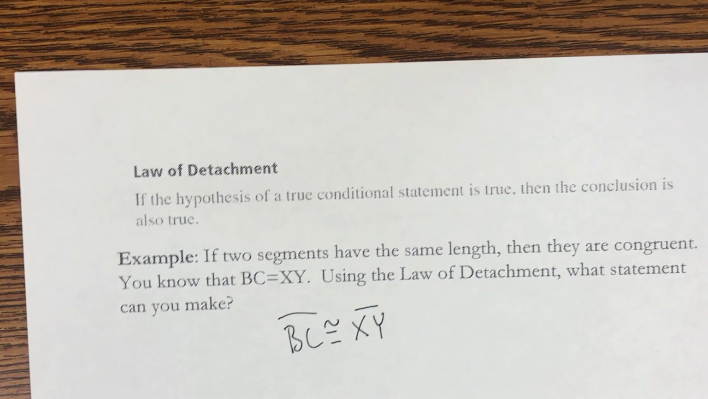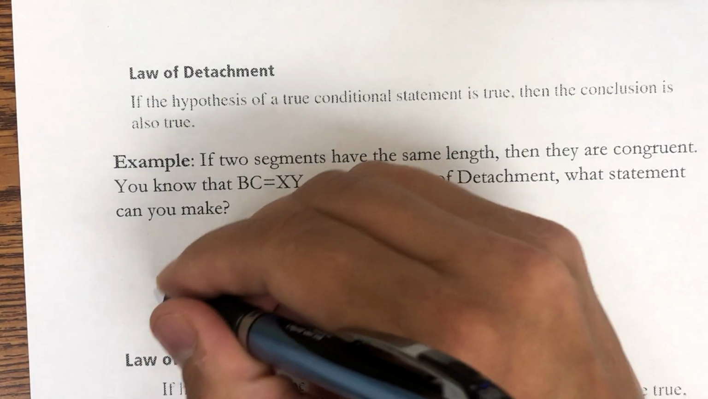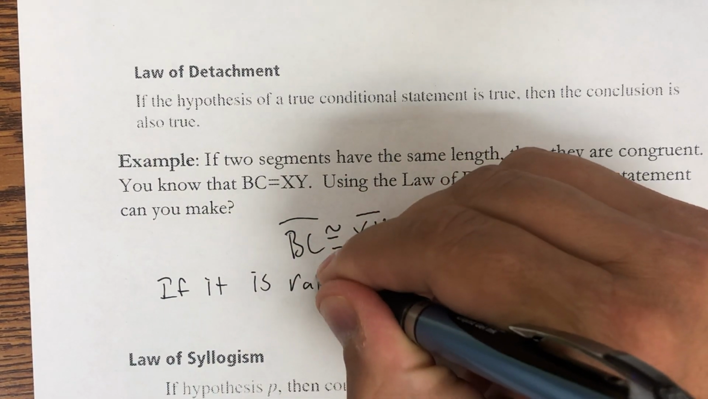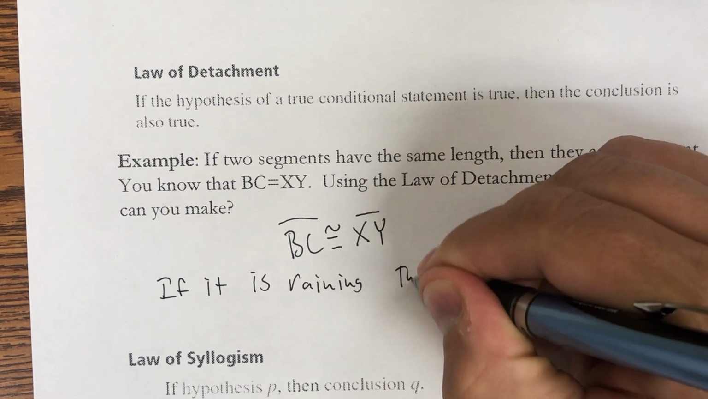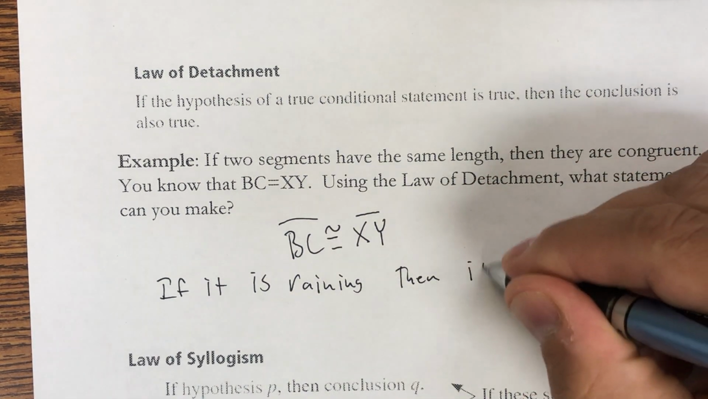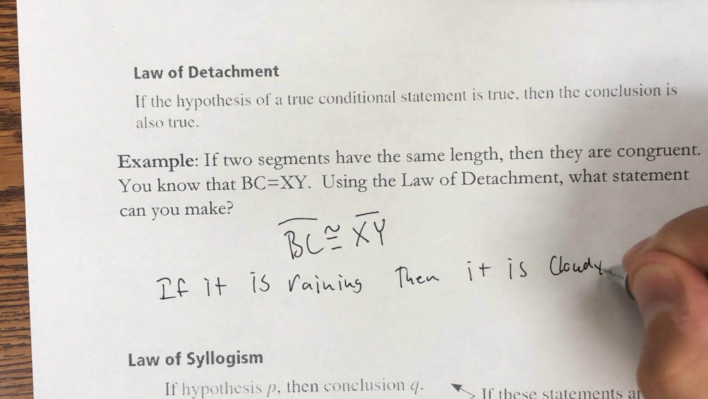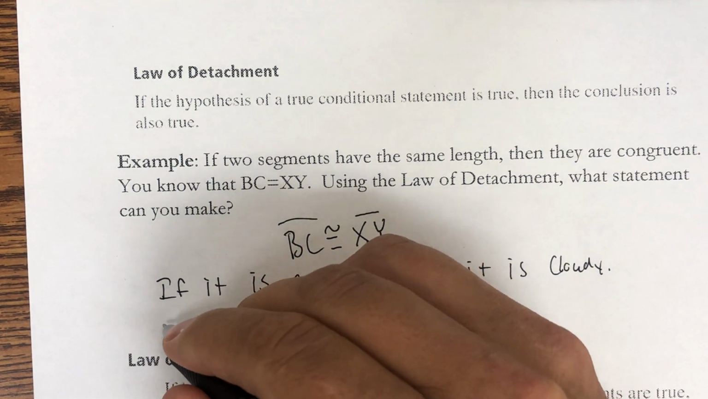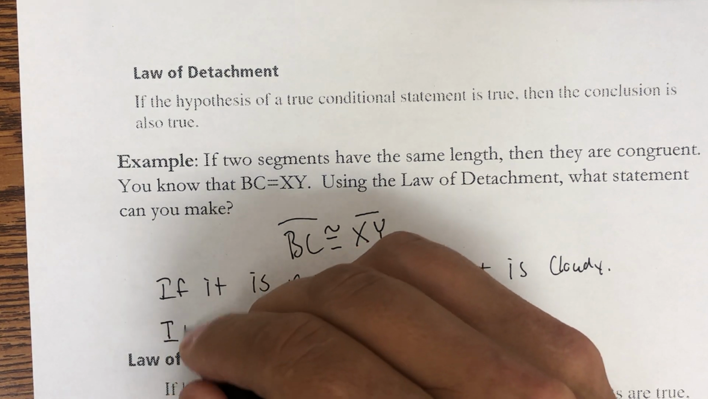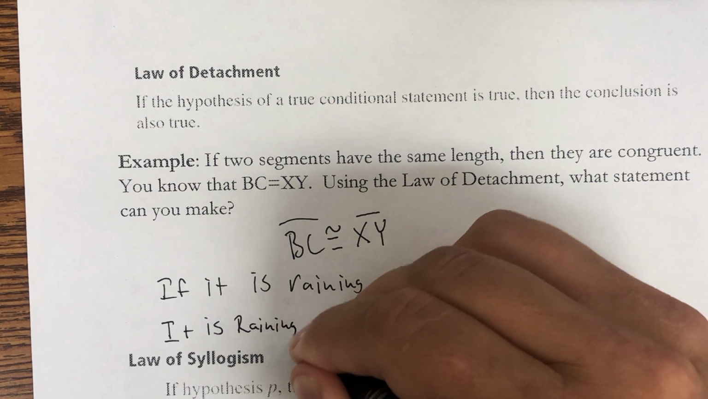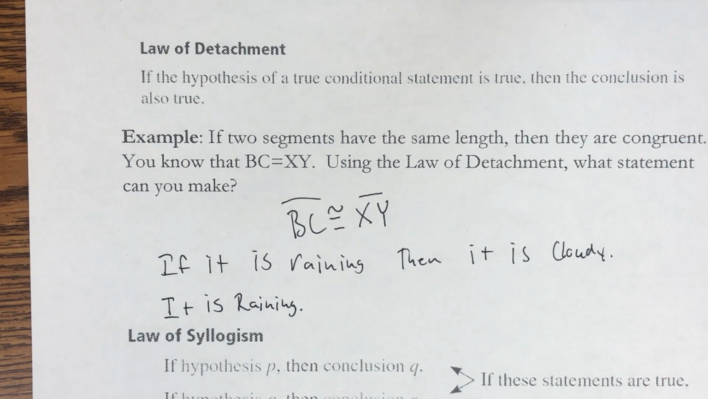And another example of this could be, if it is raining, then it is cloudy. Period. I know it is raining. So this would be another case where we could see something like this come up.